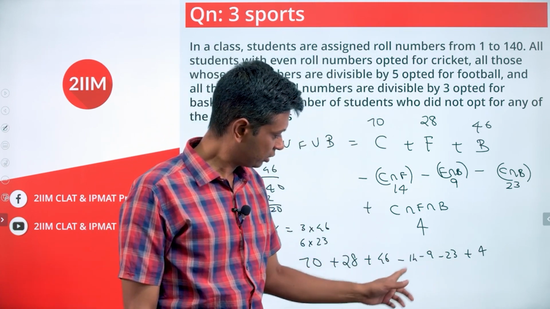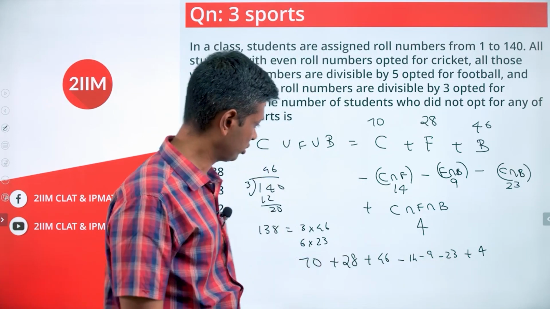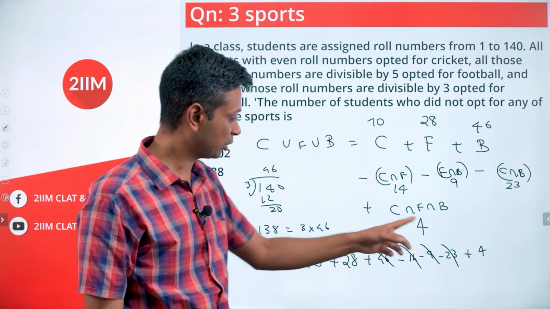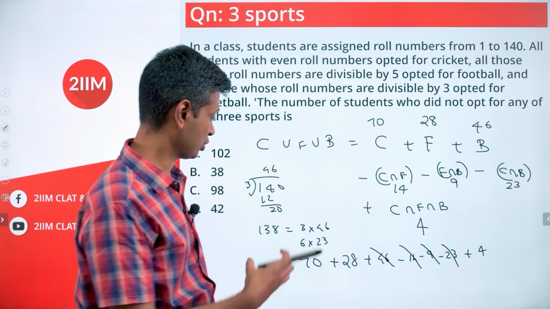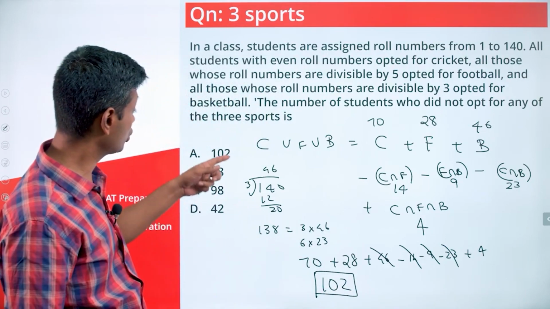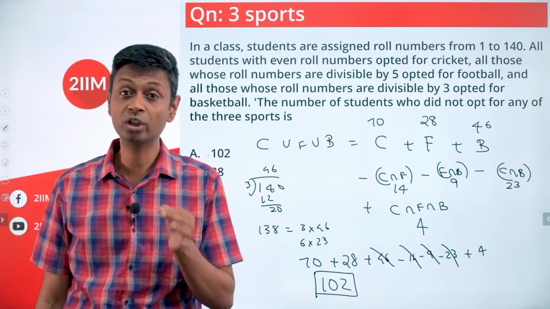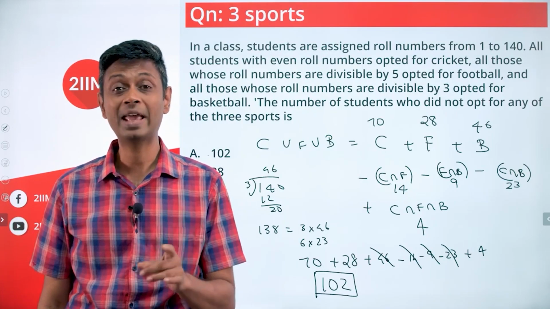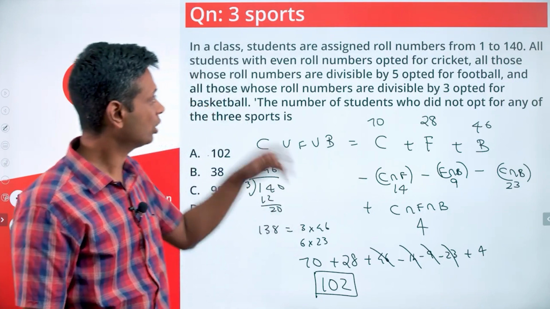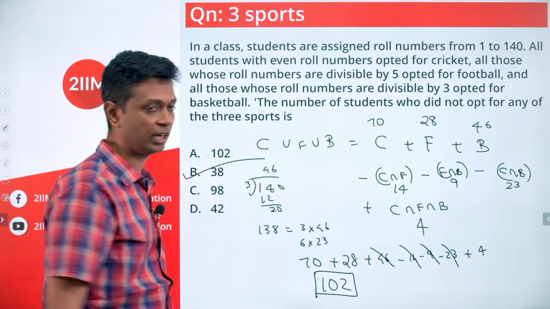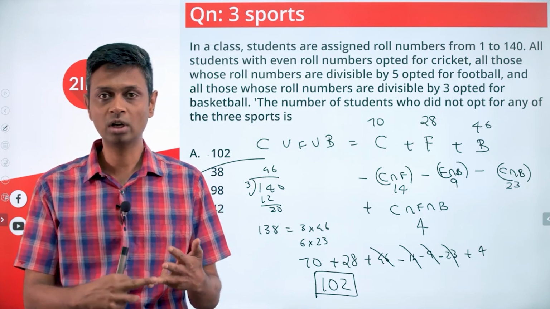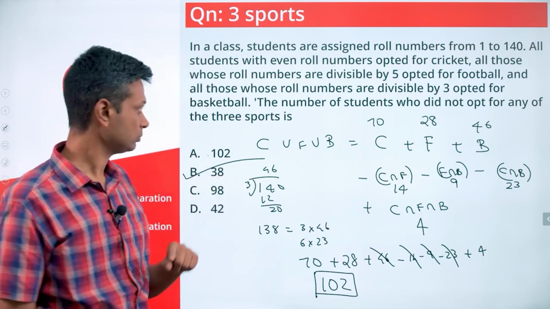Minus 14 minus 9 is minus 23, minus 23 minus 23 is minus 46. It's a plus 46 here. All of this goes to 0. 70 plus 28 plus 4. 70 plus 28 is 98, plus 4 is 102. Brilliant. Just remember, even though there's a beautiful 102 choice available, 102 is cricket union football union basketball. 102 people play at least one of these three sports. The question says, how many did not opt for any of these? Out of the 140, we knock off this 102. We have 38 remaining, after accounting for cricket union football union basketball. The remaining is 38.